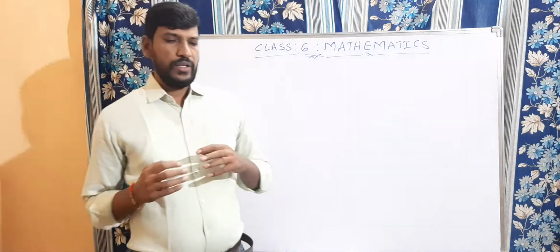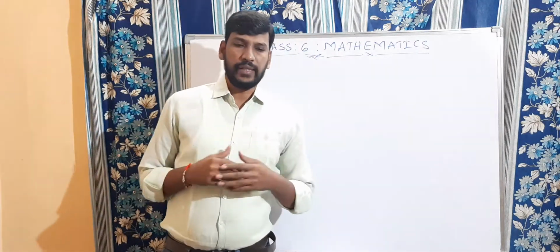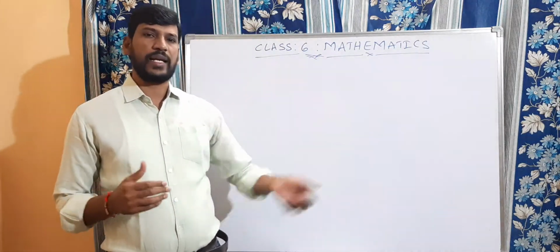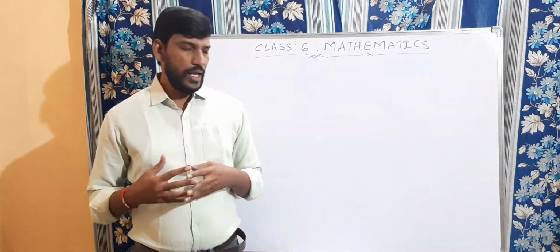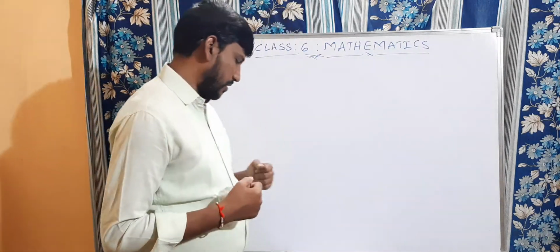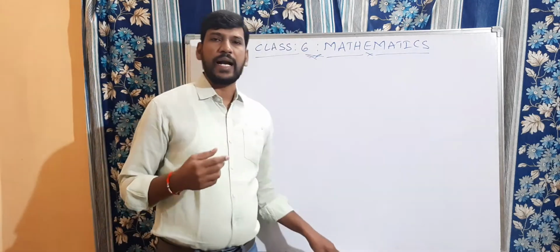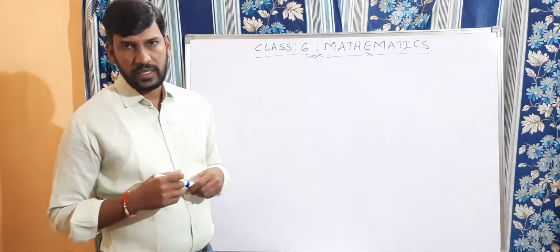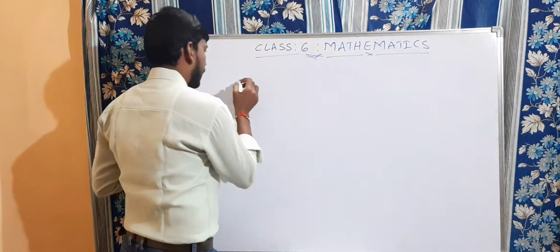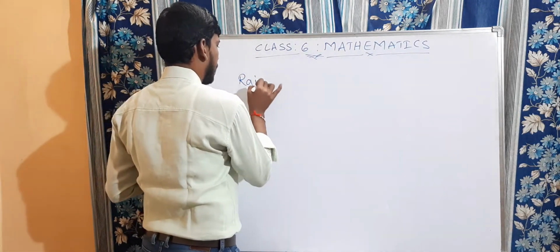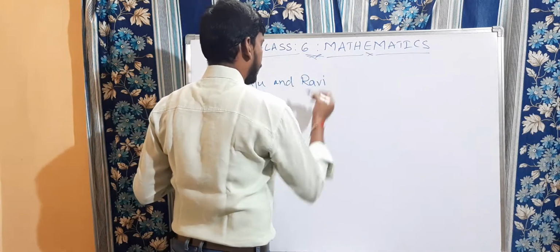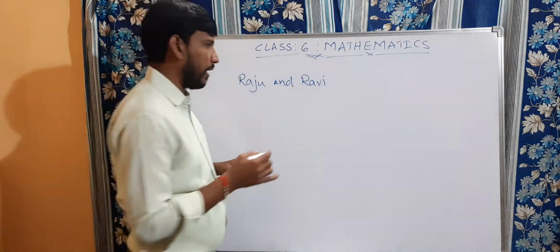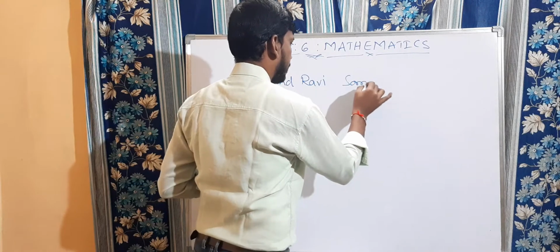Today we are going to start a new concept. Already we discussed it in earlier classes, but again we will discuss it deeply. So, suppose two friends are there, Raju and Ravi. These two friends have some money.